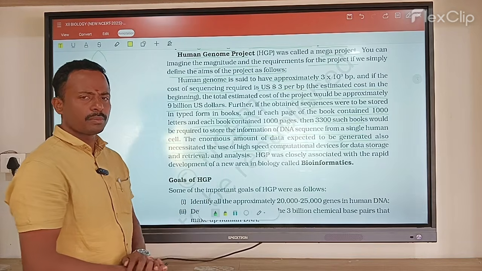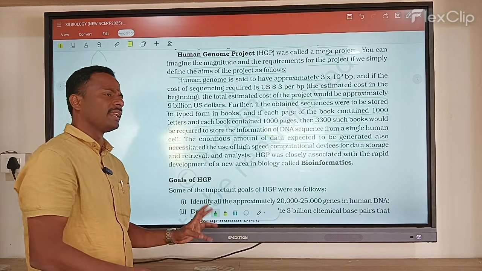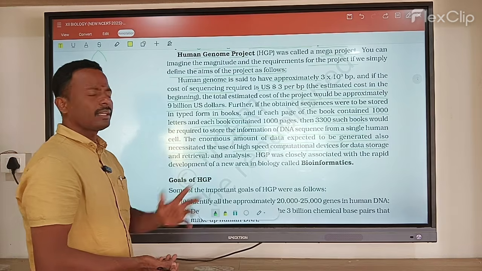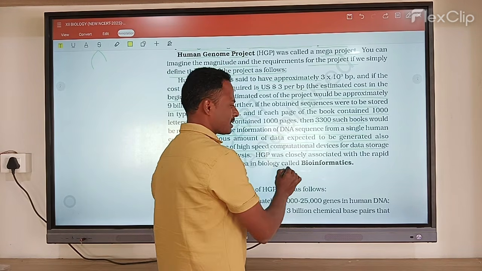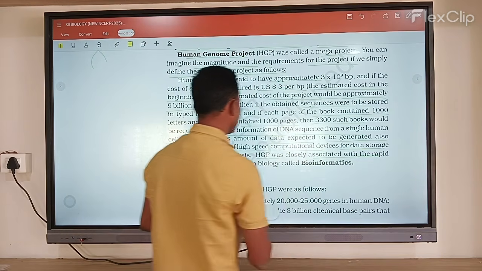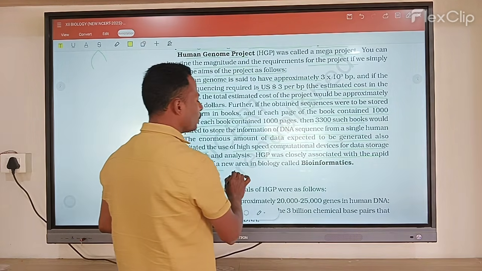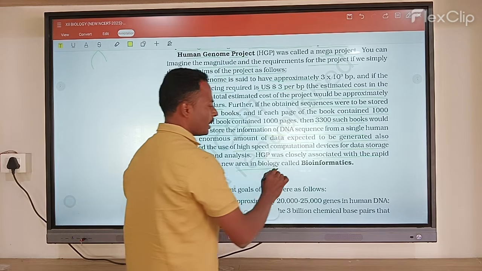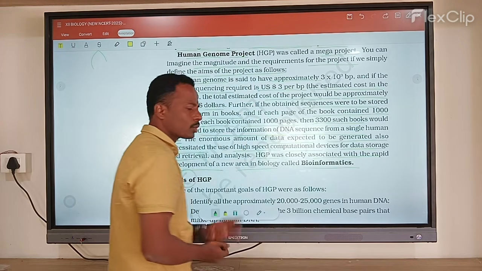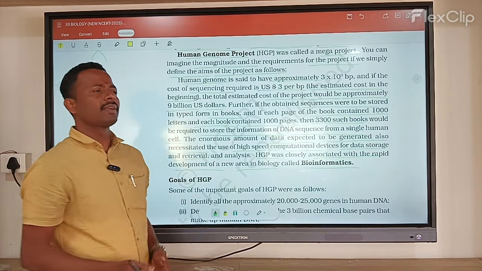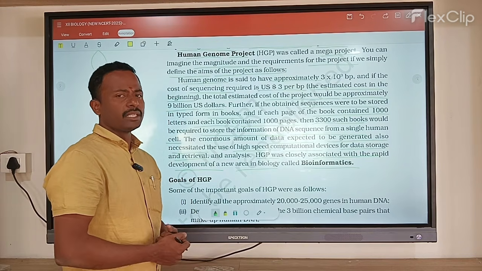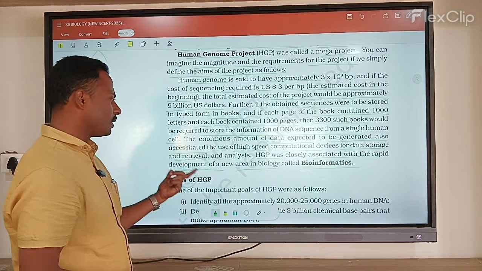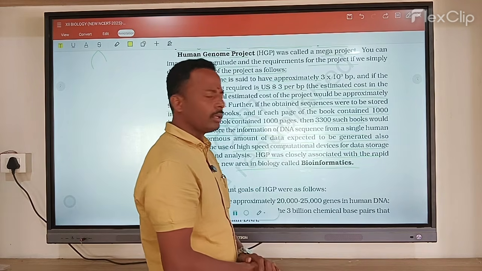So based on this total information and speed of communication, we can develop it as in the human genome project. The human genome project was closely associated with the rapid development of a new era of biology called bioinformatics. In the human genome project, new things can easily be identified. So nowadays we call this bioinformatics.